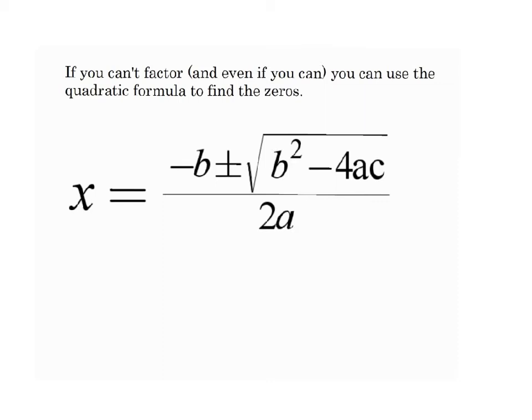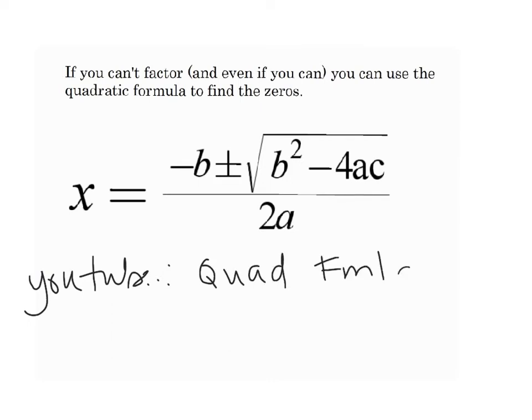But the way to find the imaginary zeros is to use the quadratic formula. So what I think you should do is go on YouTube and find the quadratic formula song. And then you're going to get it stuck in your head, and then you'll never forget this. But it's negative b plus or minus the square root of b squared minus 4ac all over 2a. So again, find the song, memorize it, and get it stuck in your head.